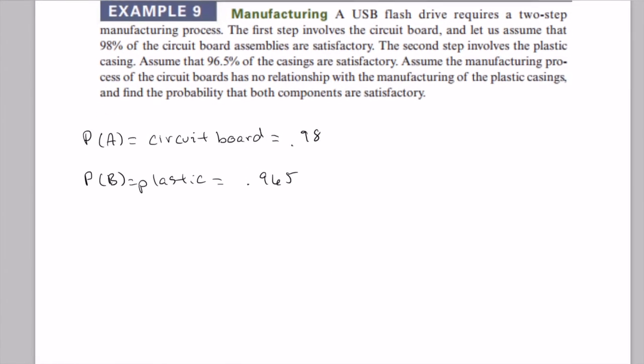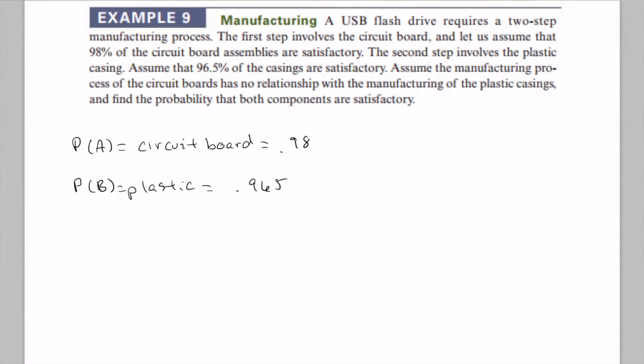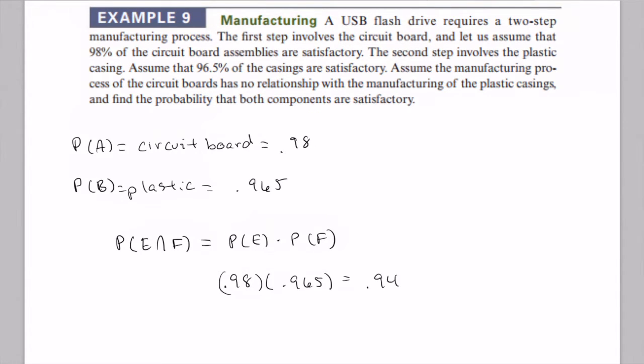And these are two completely different independent events. So using the theorem we just saw, we can say this: 0.98 times 0.965 is equal to 0.9457. So, and that's it.